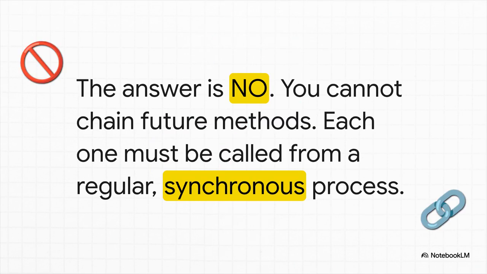And the answer is a big, fat no. You can't chain them together like that. Think of it like this. Each VIP trip has to be launched from the main road. You can't have one VIP car dispatching another one. Salesforce does this on purpose to stop us from creating these insane, tangled chains of background jobs that would be an absolute nightmare to debug.